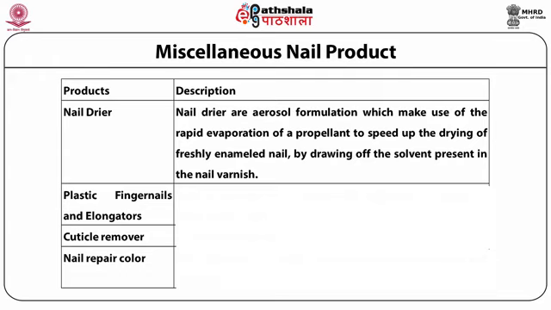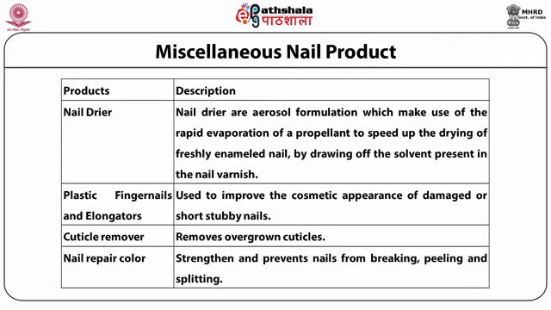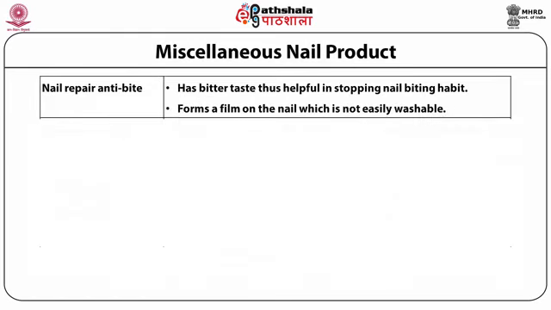Plastic fingernails and elongators. Plastic fingernails and elongators are used to improve the cosmetic appearance of damaged or short, stubby nails. Cuticle removers remove the overgrown cuticles. Nail repair colors strengthen and prevent the nail from breaking, peeling and splitting. Nail repair antibite has a bitter taste that is helpful in stopping the nail biting habit. It forms a film on the nail which is not easily washable.